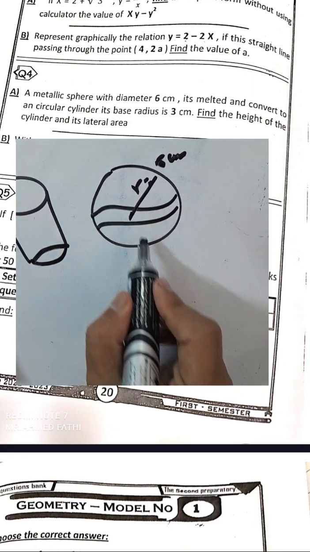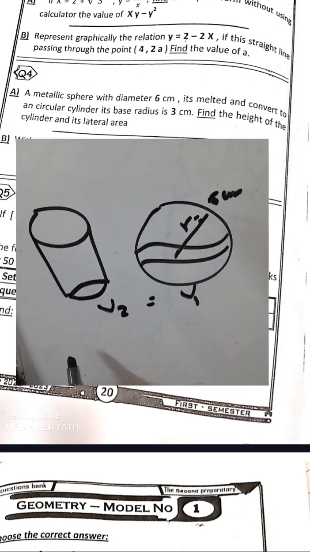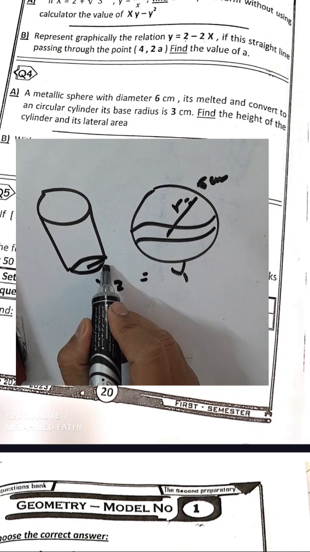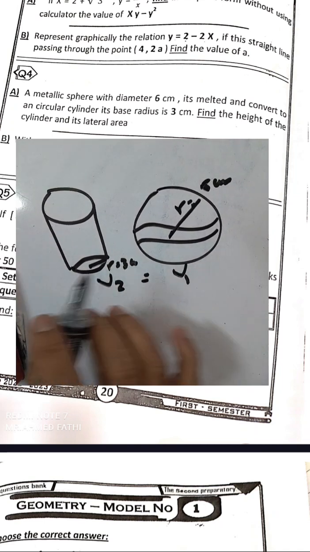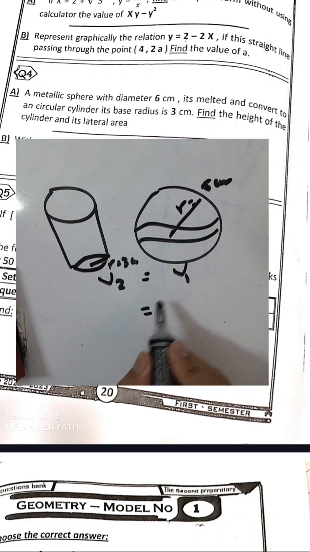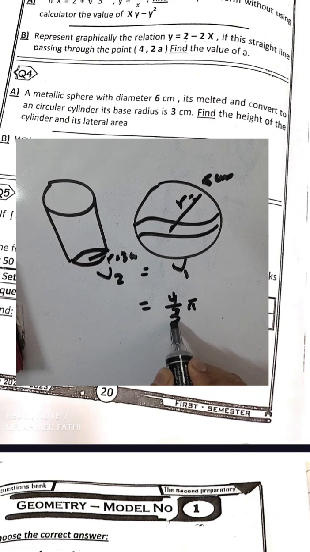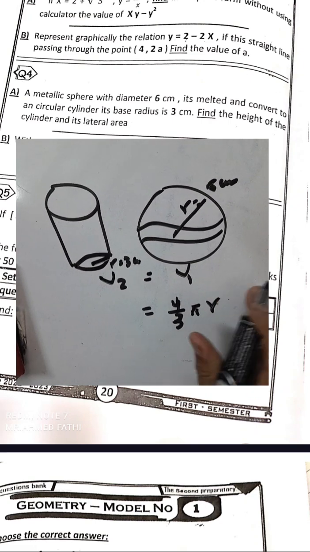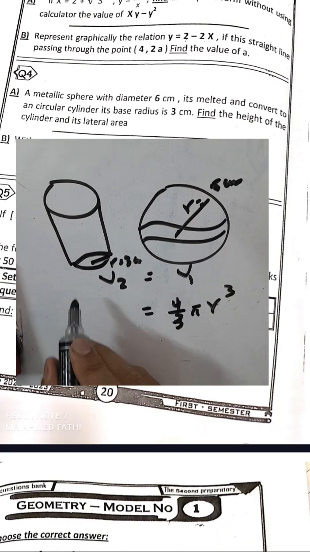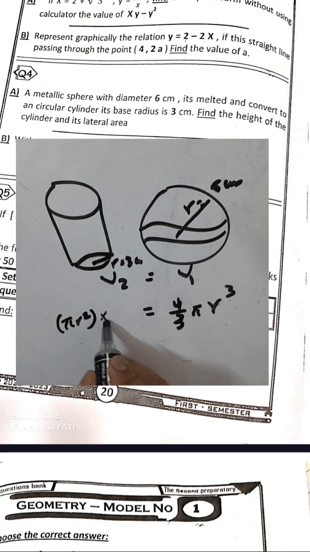It means volume 1 will be equal to volume 2, and the radius is 3 centimeters. We know volume 1 equals volume 2. Volume 1, of the sphere, equals 4 over 3 pi r to the power 3. And volume 2, the cylinder, is the area of the base, pi r to the power 2, multiplied by the height.